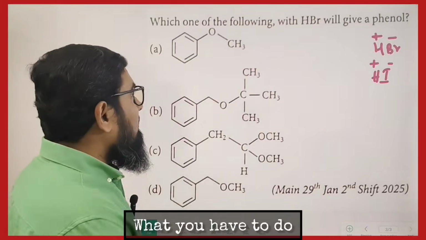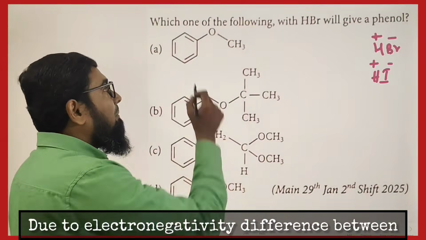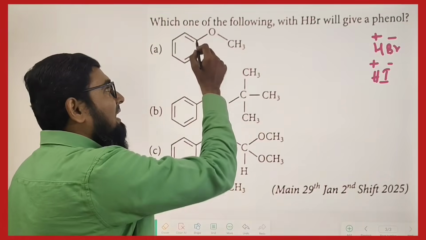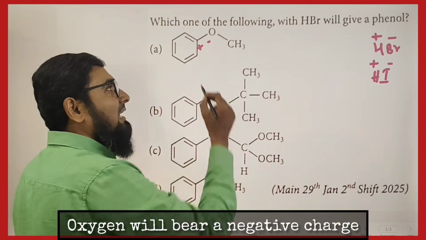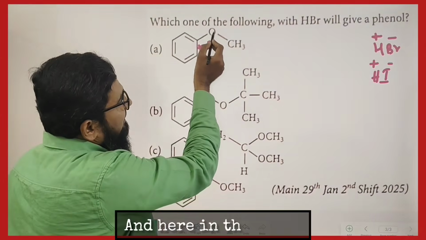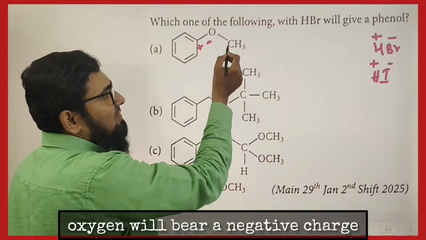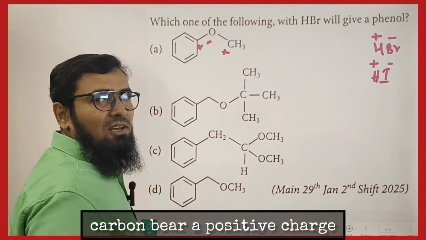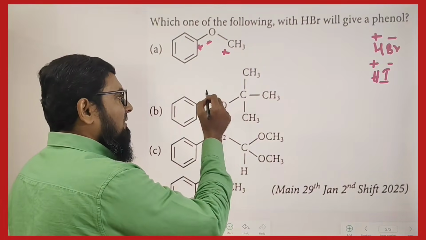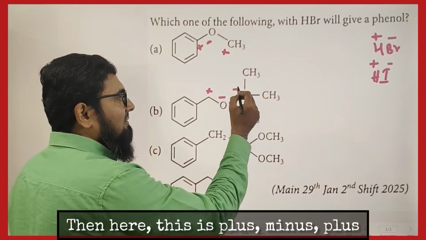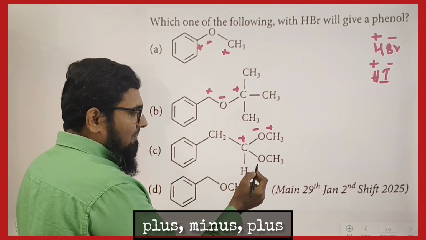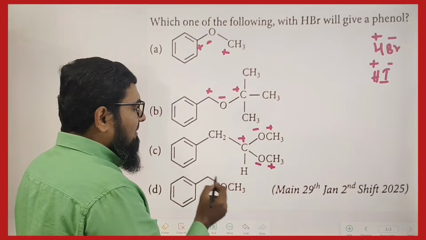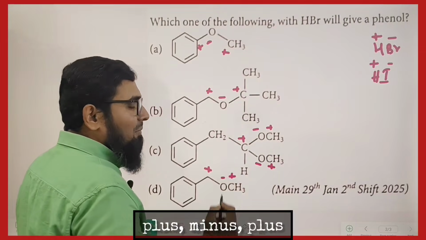What you have to do? Due to the electronegativity difference between carbon and oxygen, carbon is less electronegative, so it will bear a positive charge. Oxygen will bear a negative charge. In this bond too, oxygen will bear a negative charge and carbon a positive charge. Like this, you have to divide.